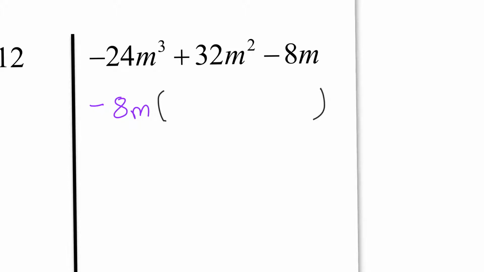So I'm going to start dividing. Make sure you guys check your signs, because we have a negative 24 divided by negative 8. That's going to be positive 3. You guys have an m squared, but you guys took out an m. So we're going to have an m squared here. Positive 32 divided by negative 8. That's going to be negative 4. You guys have an m squared, but you guys took out an m. So we're just going to have an m here. And negative 8 divided by negative 8, that's positive 1. And you guys took out the m, so no m here.